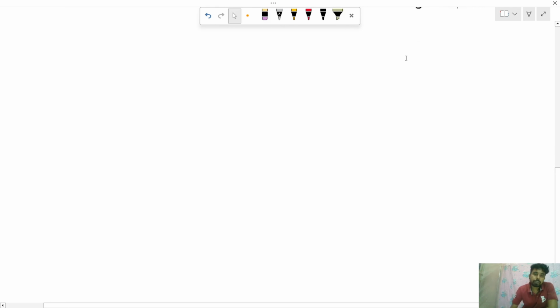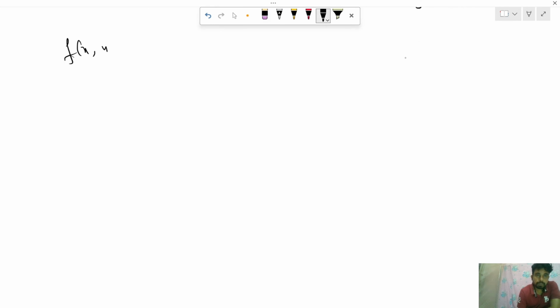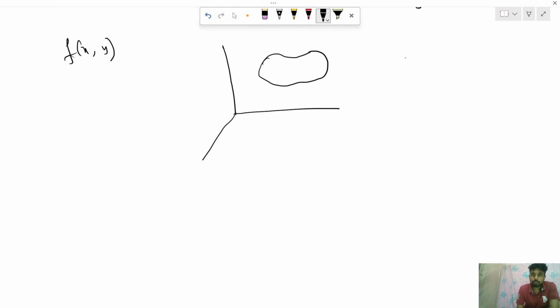Now, if I consider a function of several variables, here x and y are two independent variables. Now, if I try to plot this function of several variables, then it gives you a three-dimensional figure. Here I consider this is the y-axis, this is the x-axis, and this is the z-axis.